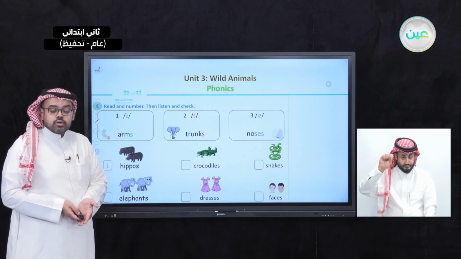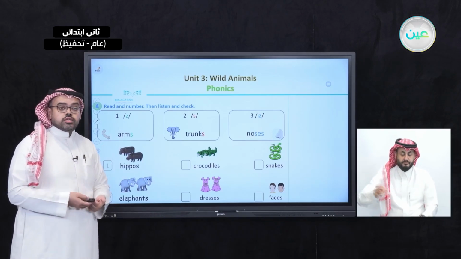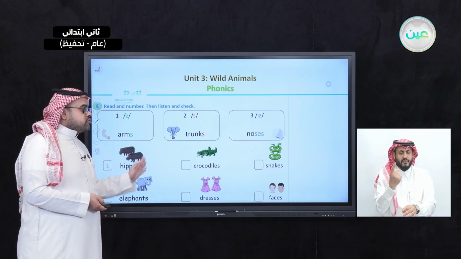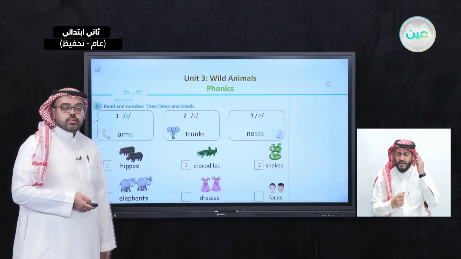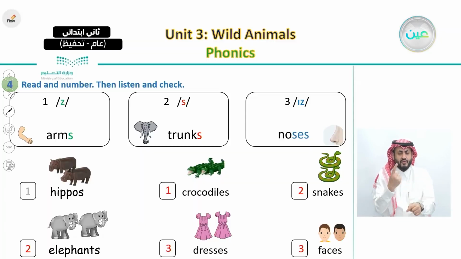After recognizing these sounds, we listened to 6 different sounds and matched each one with its sound. For example, hippos goes with the first sound, crocodiles with the first sound, snakes and elephants with the second sound, dresses and faces go with the third sound.